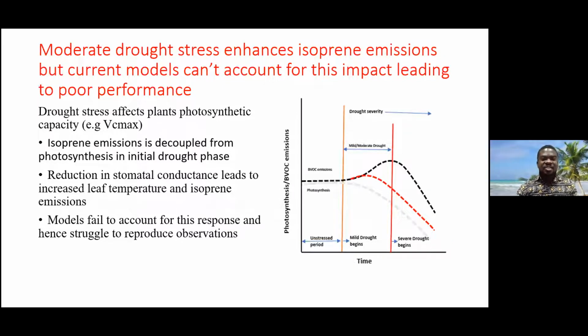Isoprene emissions are actually coupled to photosynthesis. So plants take up carbon dioxide during photosynthesis and use a portion of that carbon dioxide to synthesize and emit isoprene. During mild or moderate drought stress, that process is decoupled. So the rate of isoprene emission is no longer linked entirely to photosynthesis, and isoprene emissions increase initially before dropping in line with photosynthesis, but the models fail to capture that.